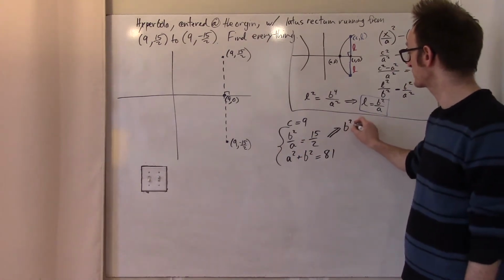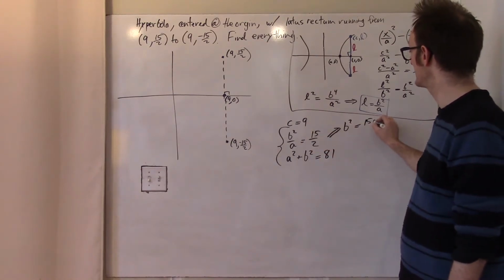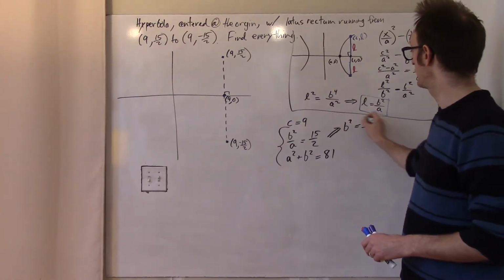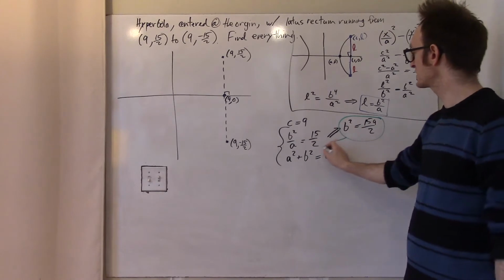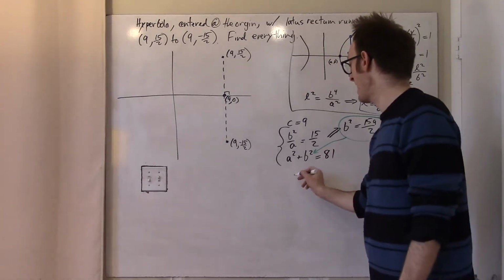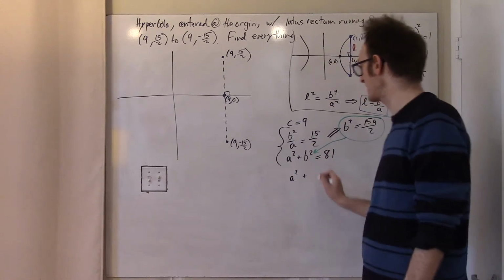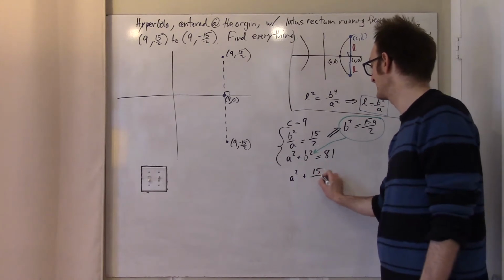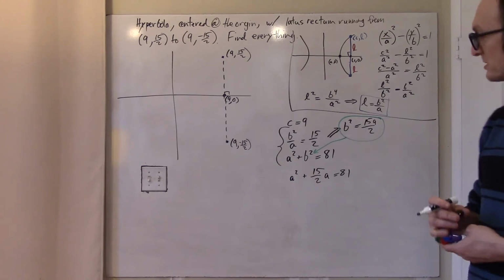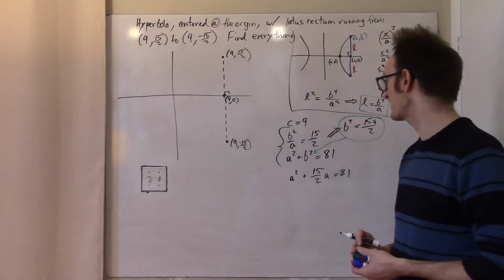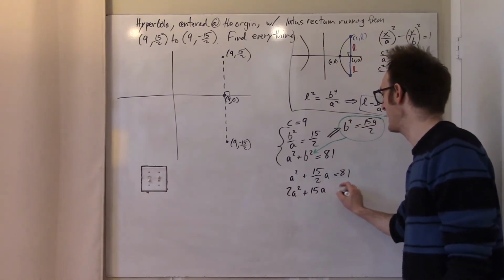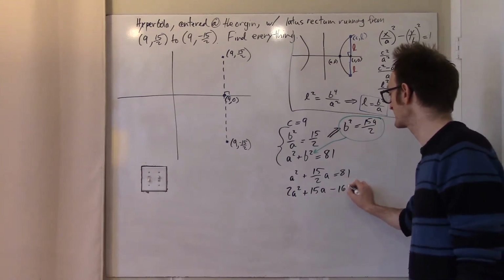This first line is telling me that B squared equals 15A over 2, so I just cross multiplied here. If I stick this in there, that is seemingly going to do the job. Following the method of substitution, I get that B squared is 15/2 A, so 15/2 A plus A squared equals 81. Now I just have a single quadratic equation to solve in one variable. Let's multiply through by 2 to get rid of the fractions. So that's 2A squared plus 15A minus 162.